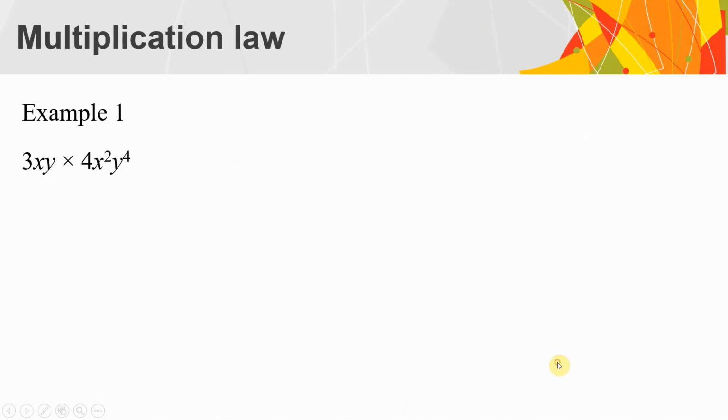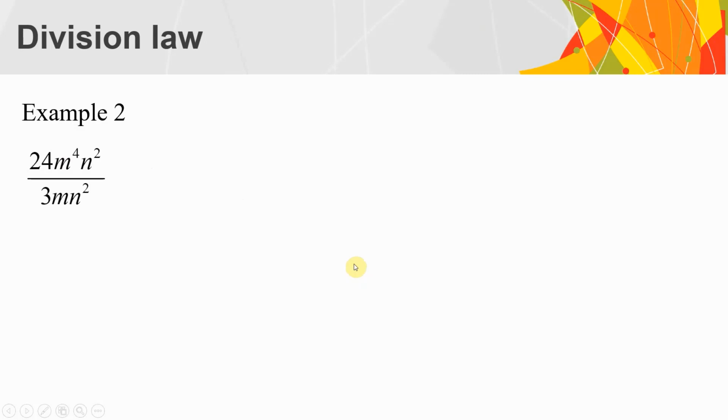Let's look at some examples. Alright, so the first example, we have numbers and two variables. So the first step, we multiply the numbers together. So 3 times 4 is 12. And we multiply the same variable, which is x. So x is power 1. 1 plus 2 is 3. For y is also 1. 1 plus 4 is 5. So this is the answer.